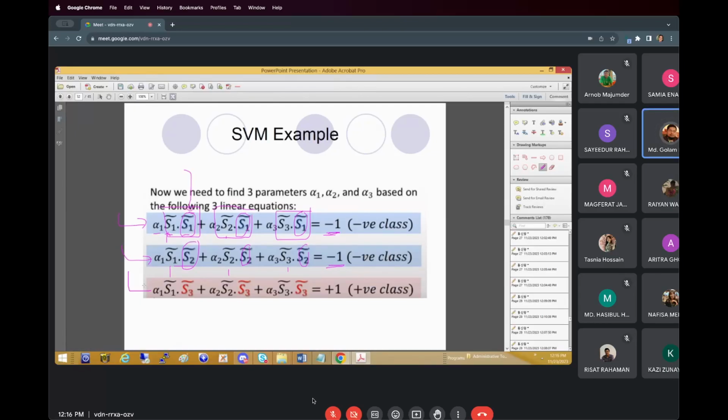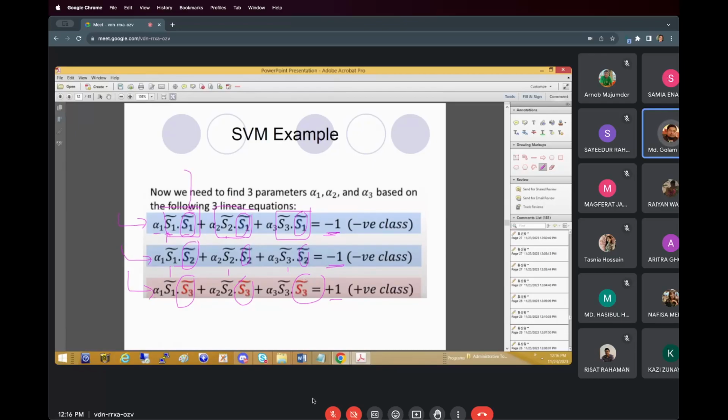Similarly, we can see here alpha 1, S1, and then S3. That means we have to fix S3. There is S3, and then S1, S2, and S3. The S3 we have taken from the positive class. That's why here it is positive. So now these are the three equations.